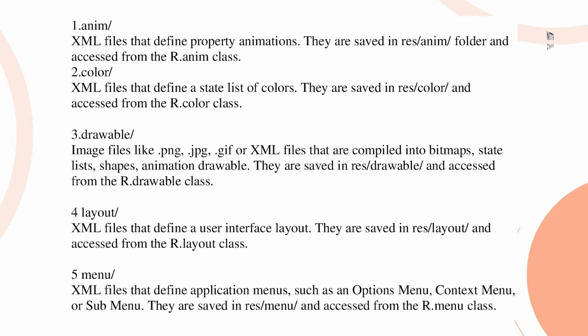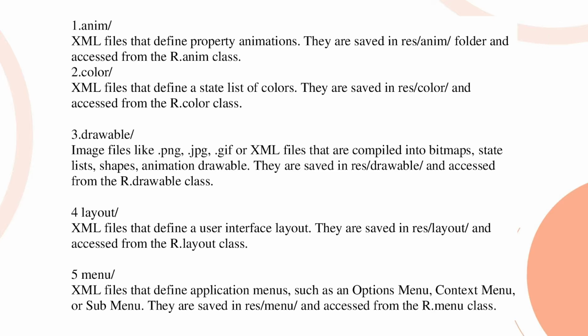And the third one is drawable image files. So, here we have a list of files like .png, .jpeg, .gif or XML files that are compiled into bitmaps and state list, shape, animation drawable. They are saved under the directory of resource and drawable folder. These can be accessed from the R.drawable class.